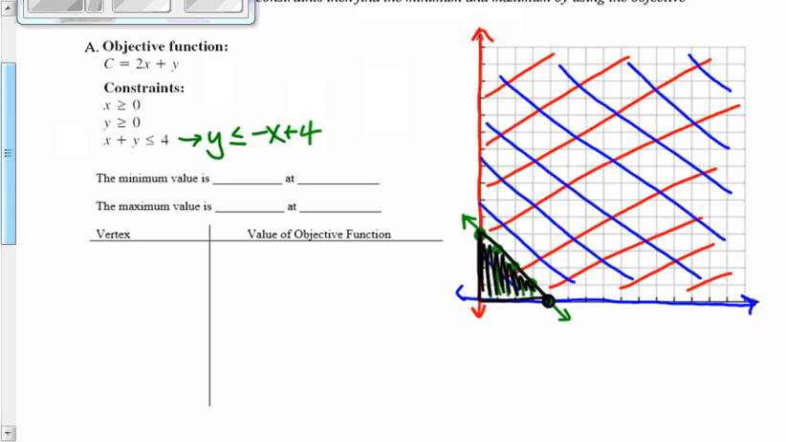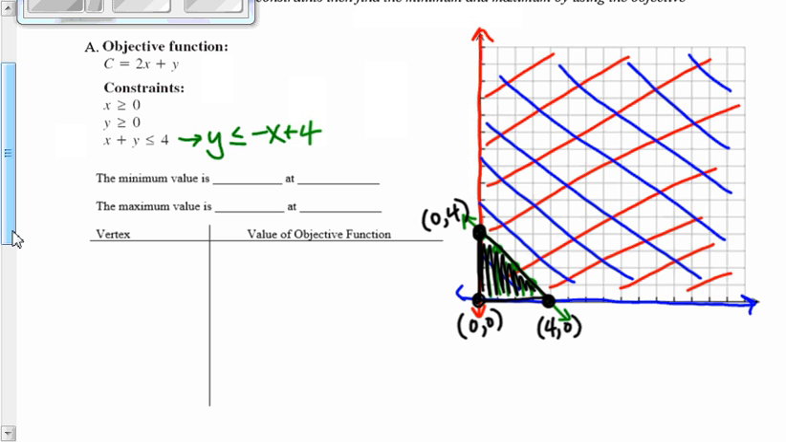And then when it comes to the vertices, we can actually figure out what those are. So this vertex, this corner, is at (4, 0). This vertex is at (0, 0). And this vertex is at (0, 4). Those are the only 3 points we're interested in because those are the corners of that triple shaded region.